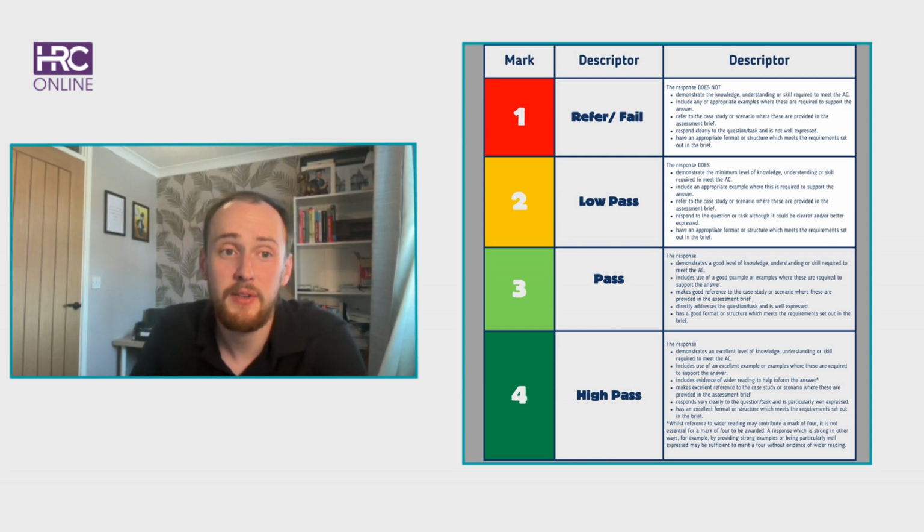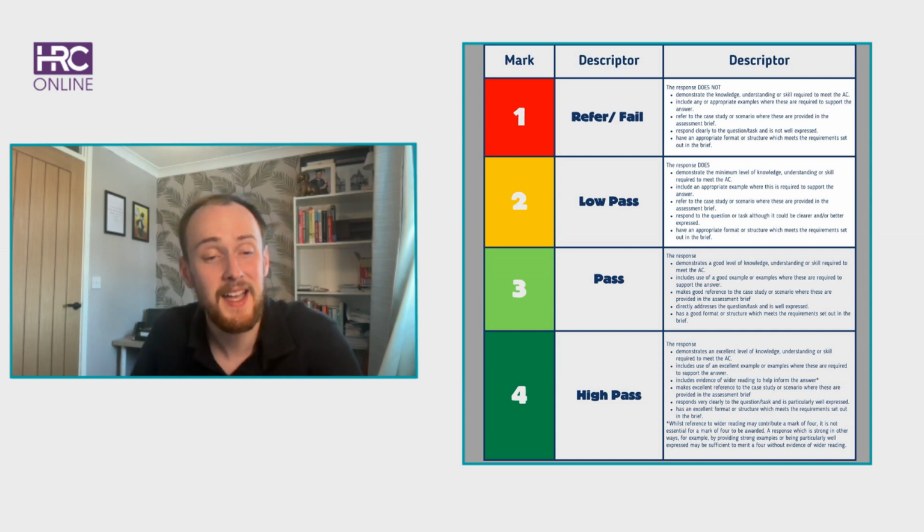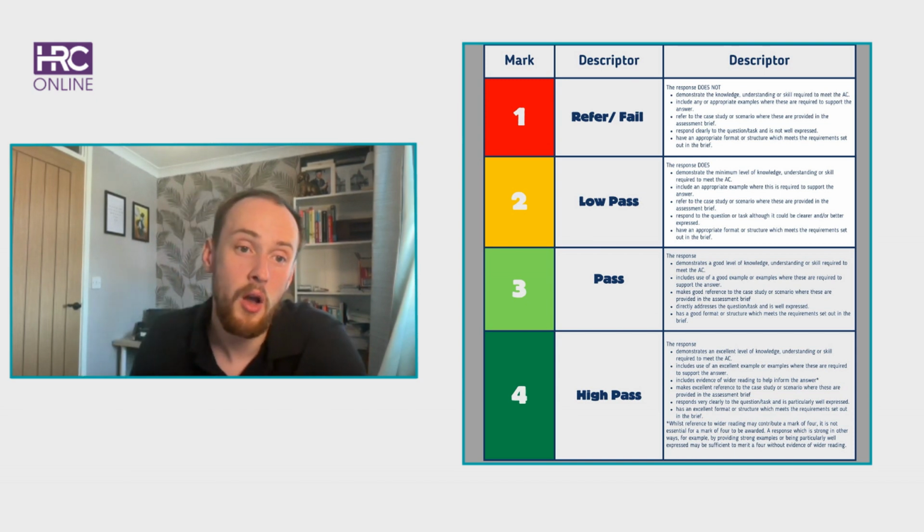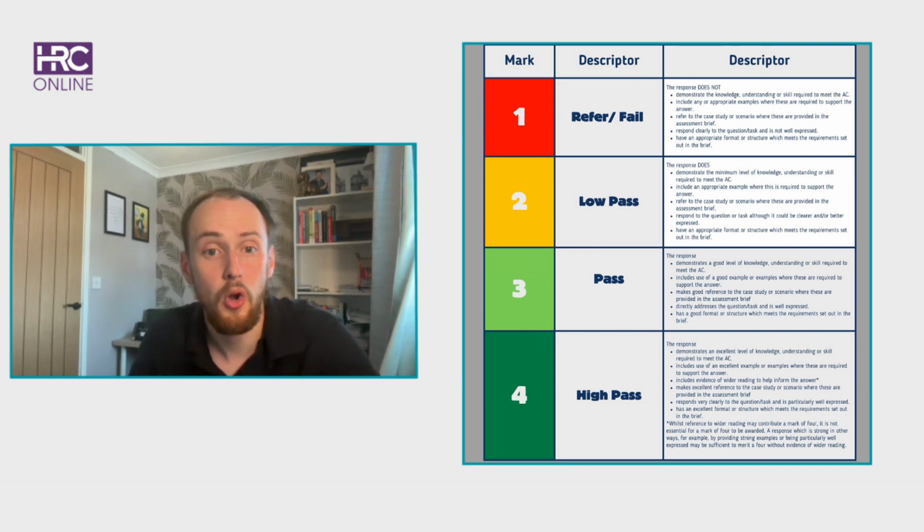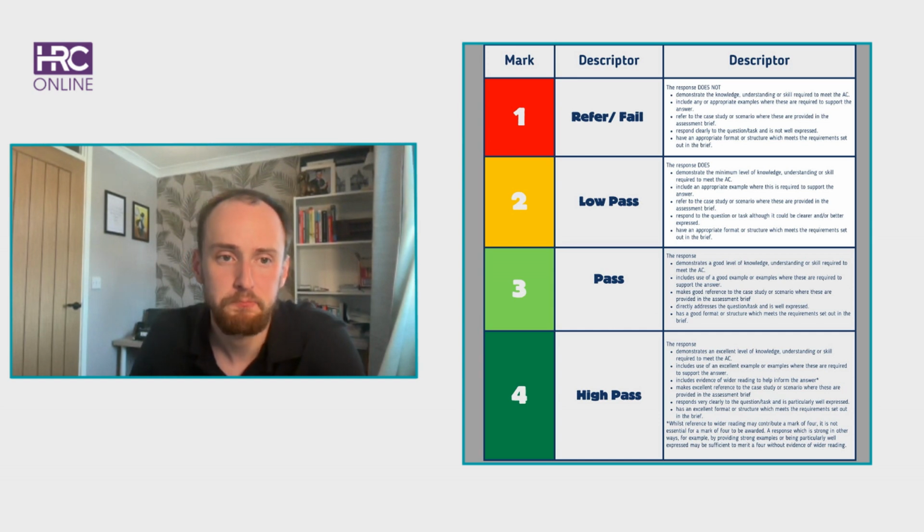And then lastly as well, having a good formal structure to how you're answering your question. We recommend paragraphs with slight headings just to keep you structured, and it'll be easier for our markers as well to read what you are saying, just for readability purposes.